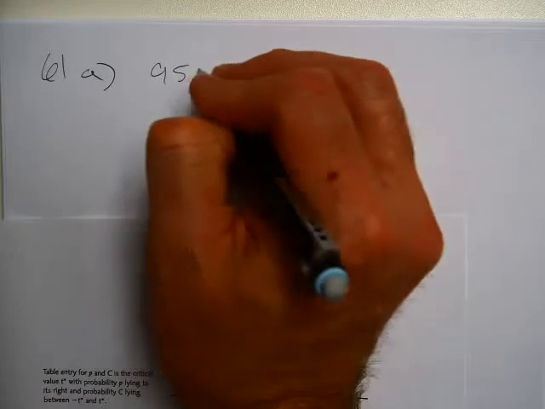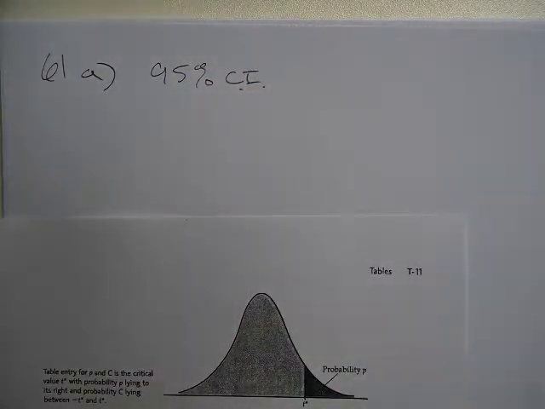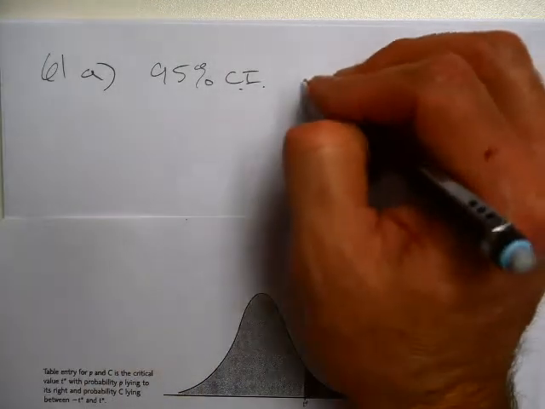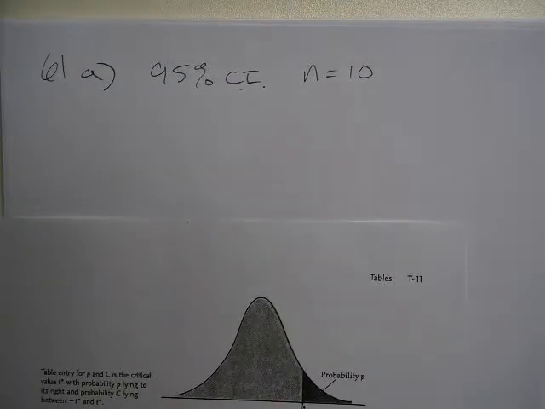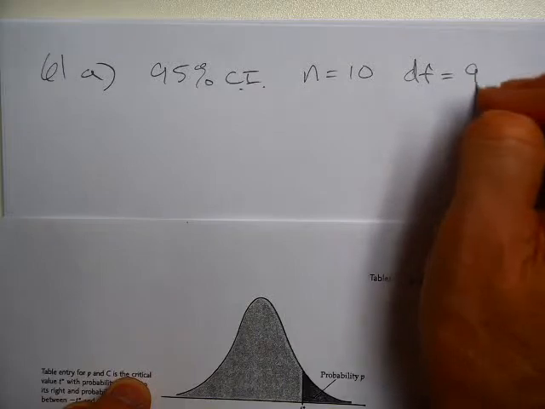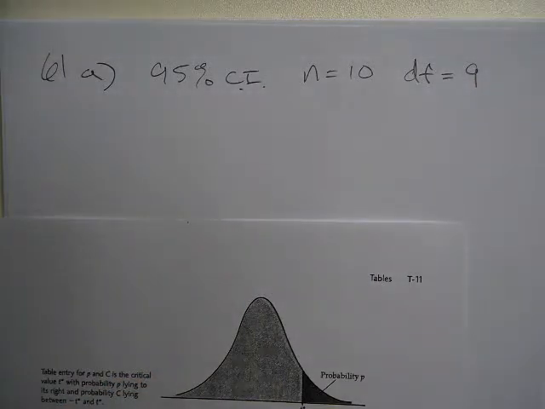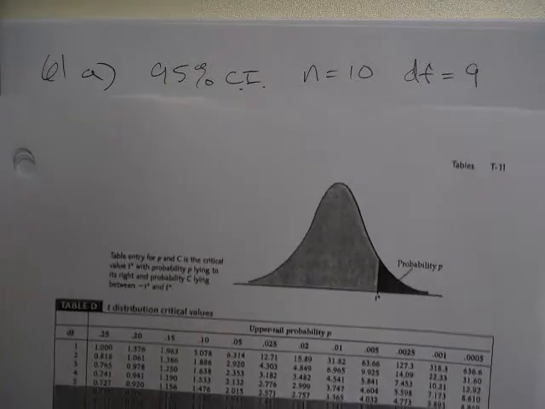A is a 95% confidence interval based on n equals 10 observations. Okay, so what's the degrees of freedom if n equals 10? 9. That is something you need to write down for every problem that you do where you use t. df equals and then whatever n minus 1 is. So that tells the grader that you understand the degrees of freedom.